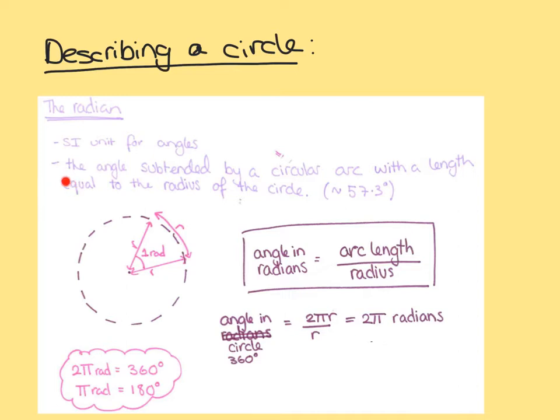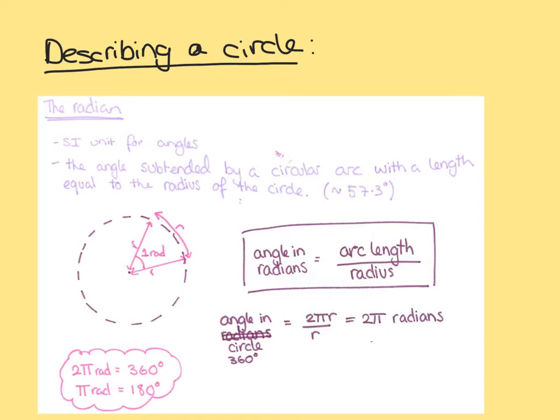The definition is the angle subtended by a circular arc with a length equal to the radius of the circle. So if this is the radius of the circle, we're saying if we think of an arc that's the same length as the radius, whatever that angle is in there, that is 1 radian. So if you make the circle bigger, that arc will get bigger, but the radius gets bigger as well. And so actually you find that a radian is always equivalent to about 57.3 degrees.